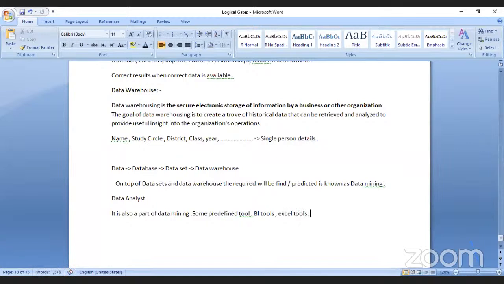So what they will do is, based on the data, they will analyze. They will analyze the data. So what is the necessity of analyzing data? Business goals, okay, business goals.